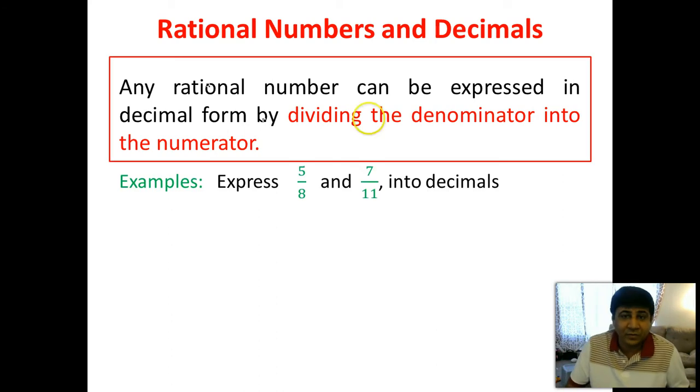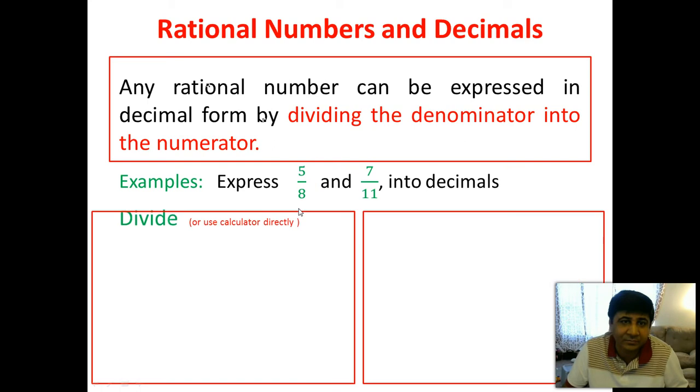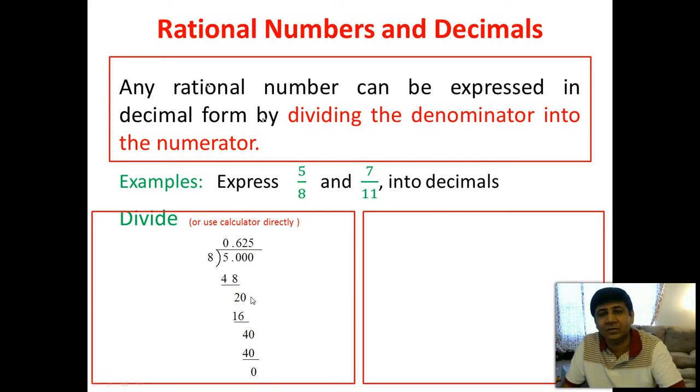Okay, so for example, if you want to convert 5 over 8, which is a rational number, and let's say 7 over 11 into decimals, what you will do is take 5 divided by 8. You can do it by hand, or you can do it using a calculator. I'm just putting up the long division way so that it will refresh your memories. But you can also use a calculator directly. So put 5 in there and then divide by 8.